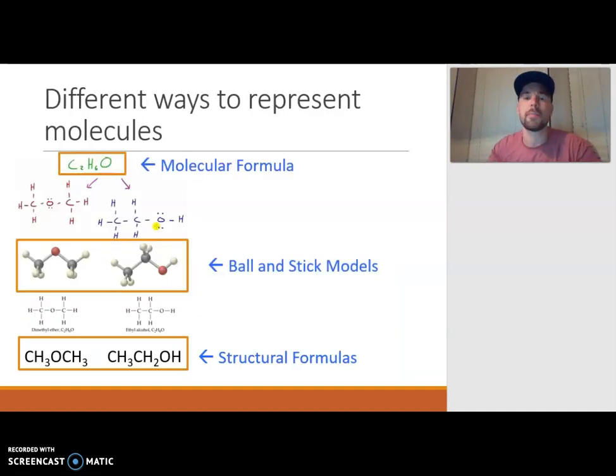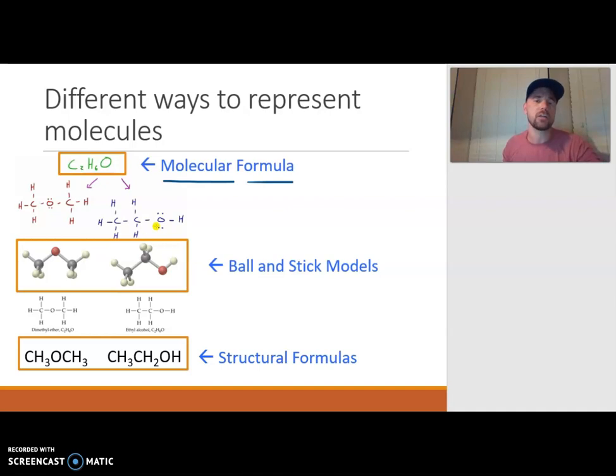Now, when we start to look at molecules, we're going to see that there are different ways to represent molecules. You'll actually see this more if you go to organic chemistry, but it's good to introduce the concepts now. Back in topic 2, we learned about a molecular formula. And remember, a molecular formula was the true formula for a compound.